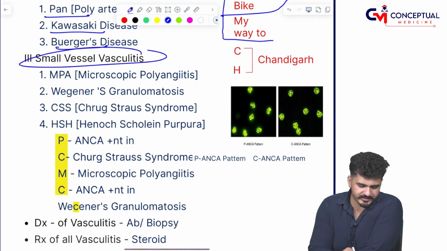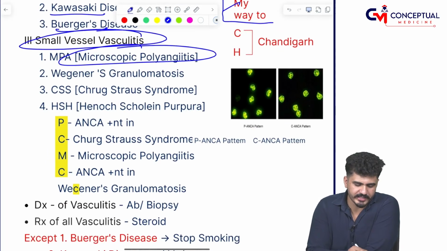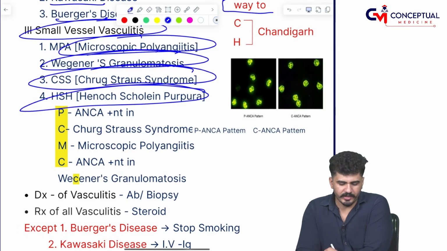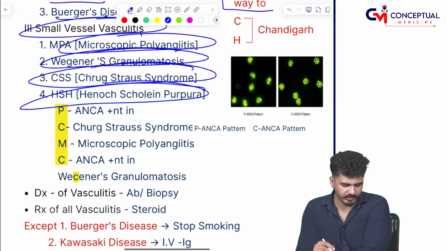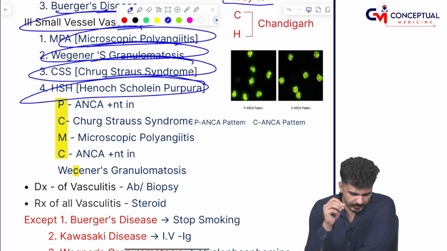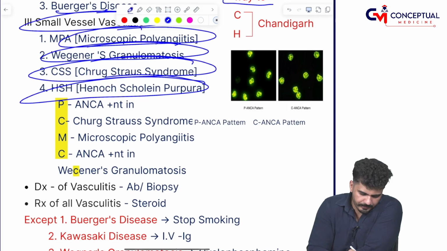Then coming to small vessel vasculitis: M for microscopic polyangiitis, Wegener's granulomatosis, Churg-Strauss syndrome, Henoch-Schönlein purpura. Now let's talk about Henoch-Schönlein purpura first. Remember, let's talk about the important things right here. P-ANCA. P-ANCA is present in PCM.